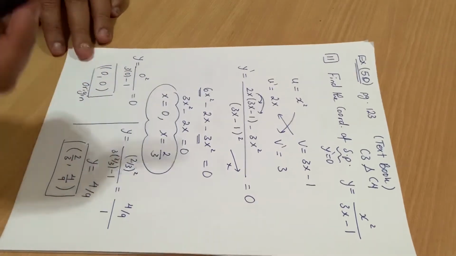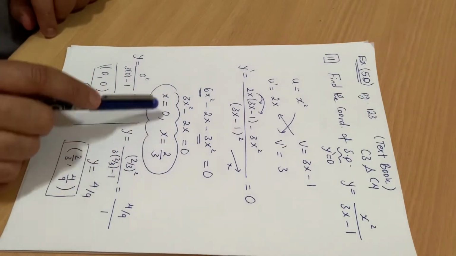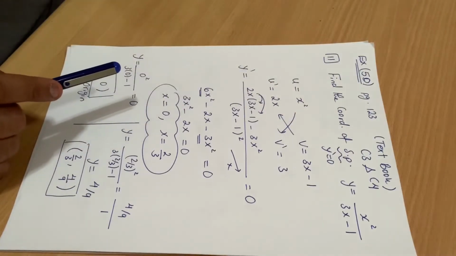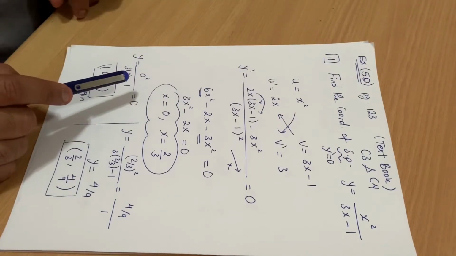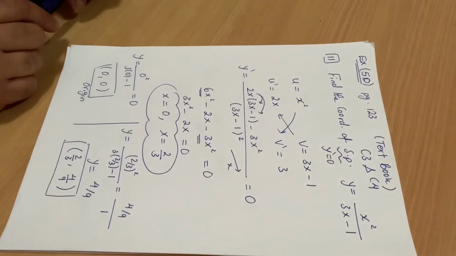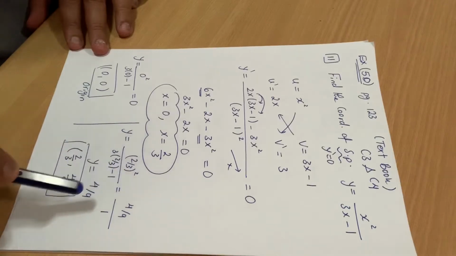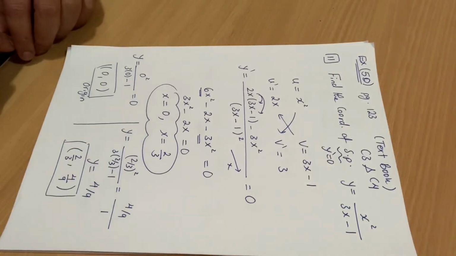For this quadratic equation, you can use mod 3. We'll find 2 x values, 0 and 2 over 3. 0, of course, will give you 0 because 0 divided by any number is equal to 0. Use the other value of x as well to find the y coordinate. So the y coordinate using 2 over 3 is 4 over 9. So you get 2 stationary points.